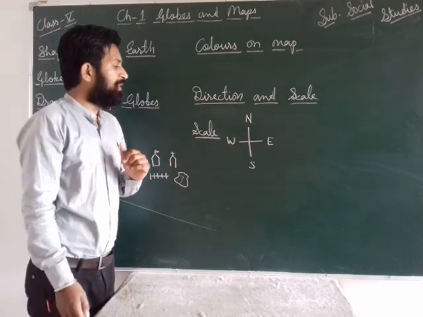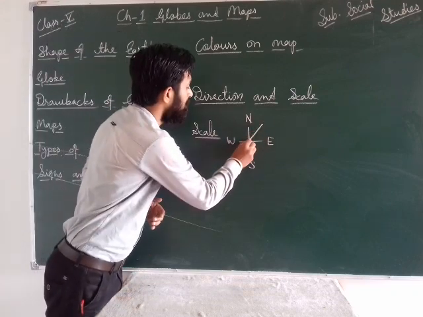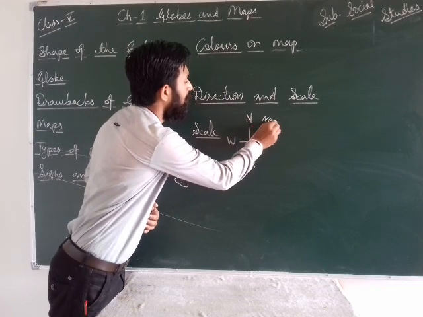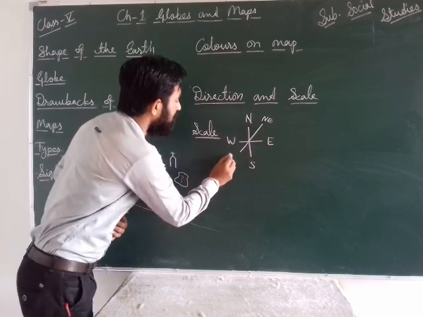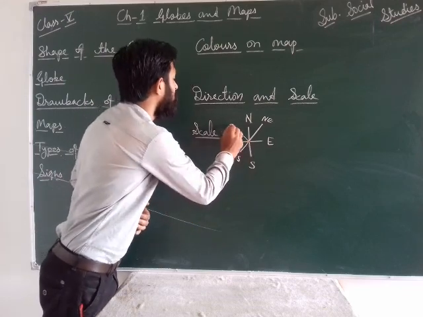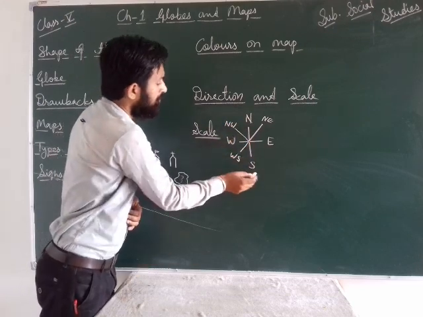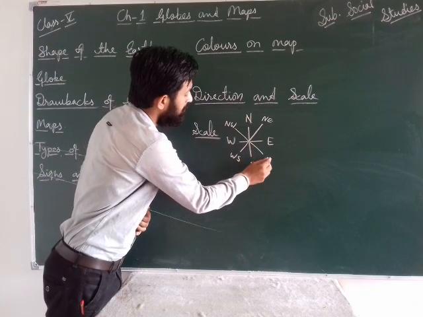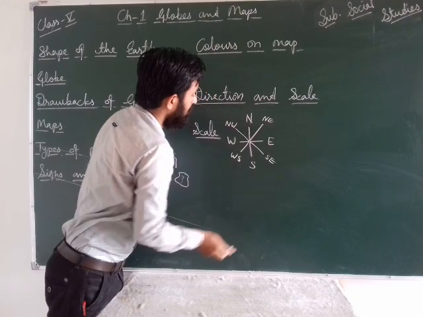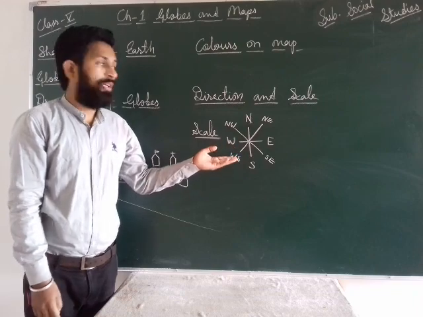After that, many sub directions are also there. So we are using that type of directions also, like between north and east, northeast. Between west and south, southwest. Between west and north, northwest. Between east and south, southeast. So these are the sub directions which are used by us in direction.